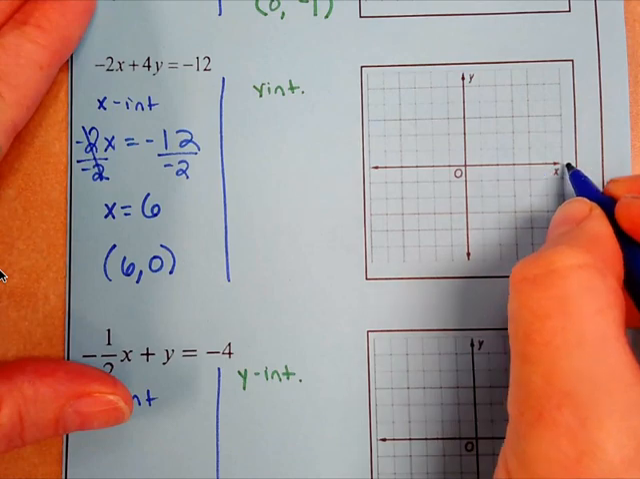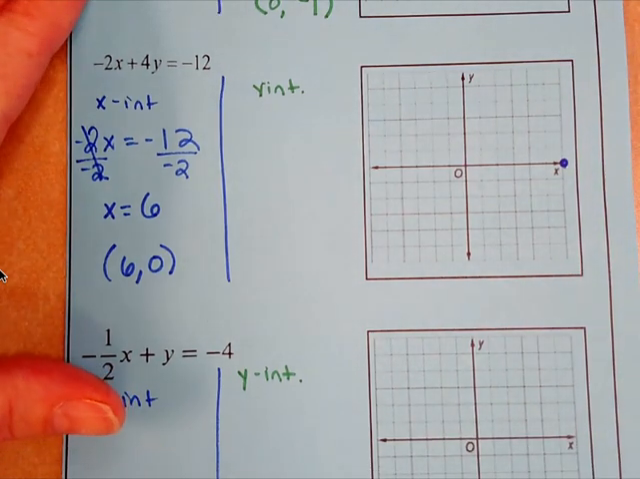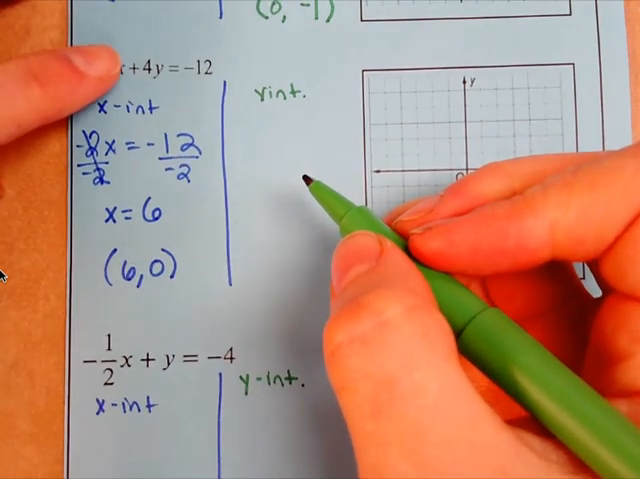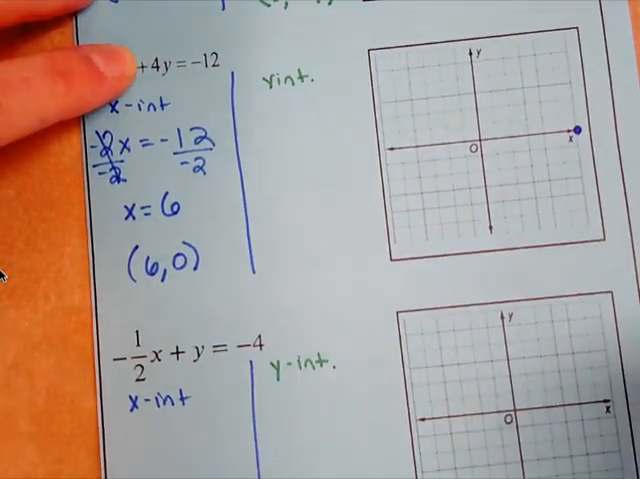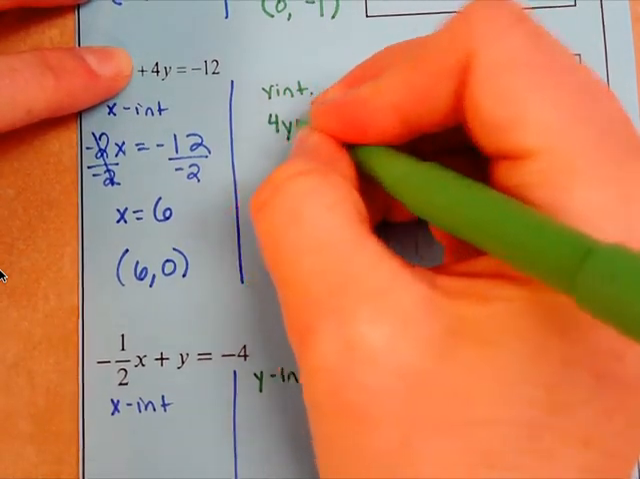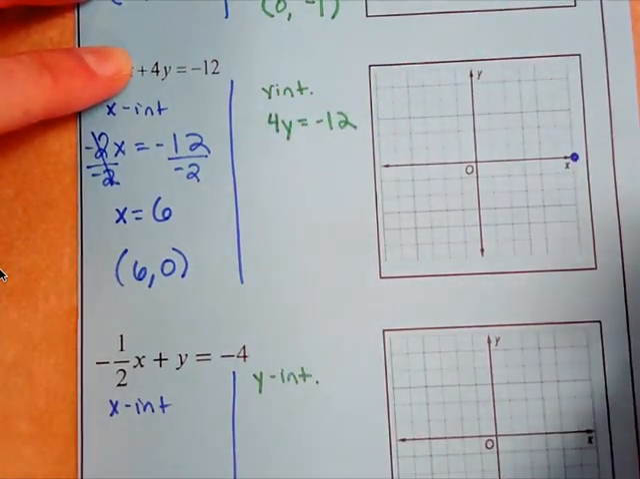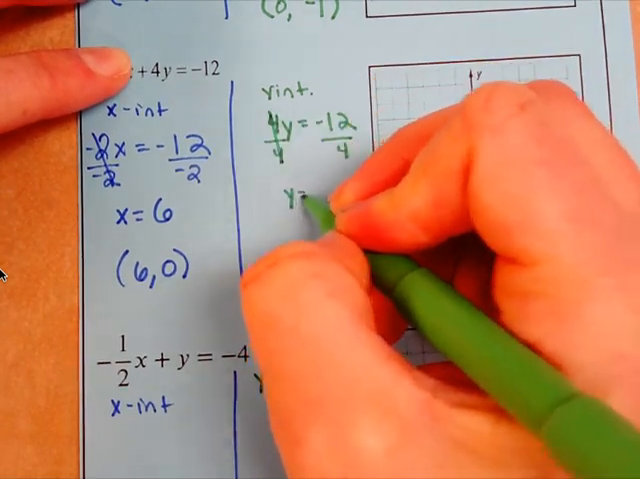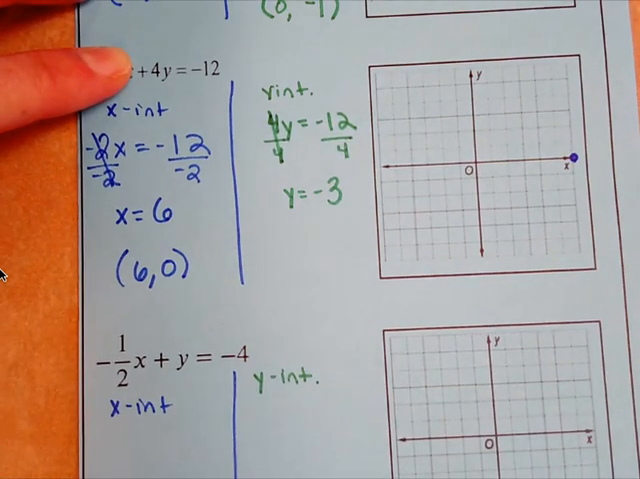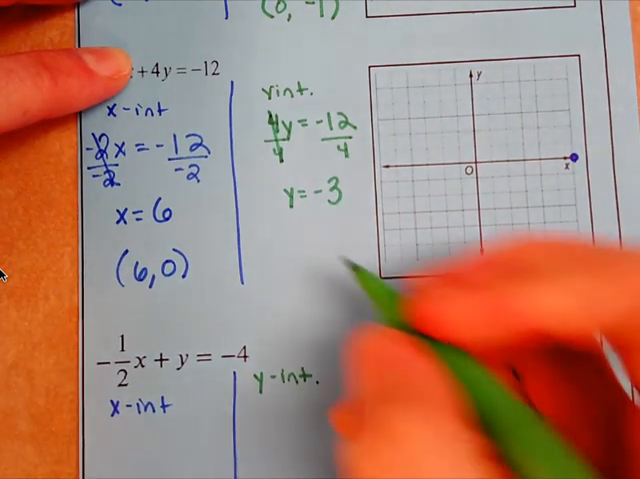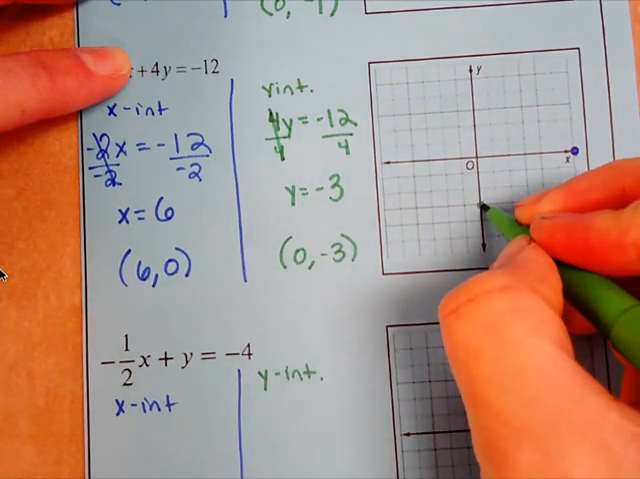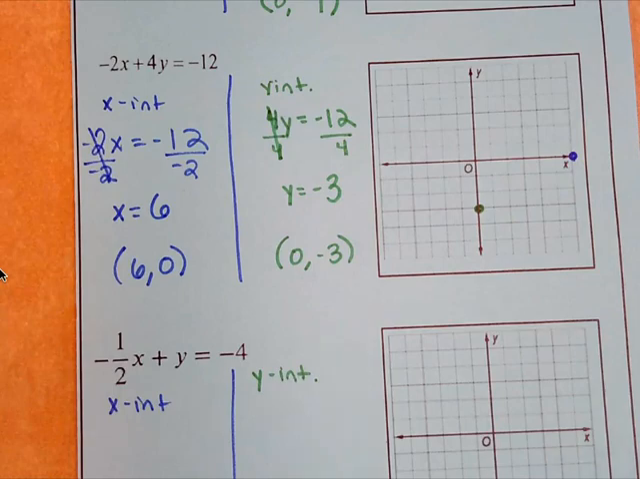So 2, 4, 6. Okay, let's look at the y-intercept. For the y-intercept, we make the x equal 0. And so that zeroes it out. All we have left is 4y equals negative 12. Divide by 4. We get y equals negative 3. Which would be 0, negative 3 as a coordinate. So we have 2 points. Connect them to make your line.